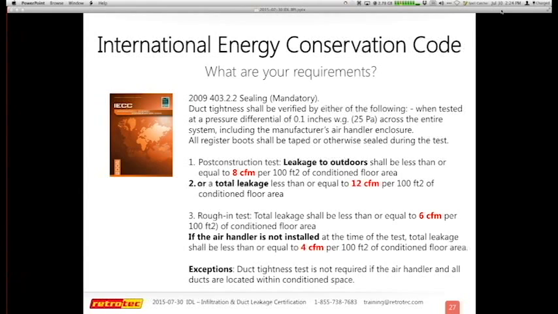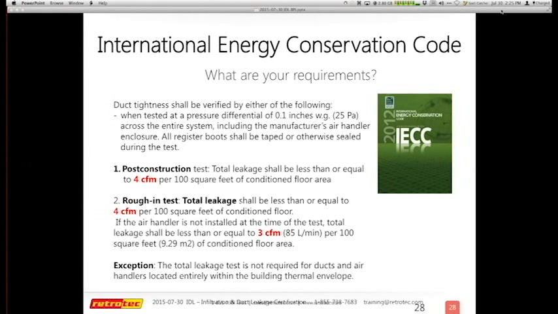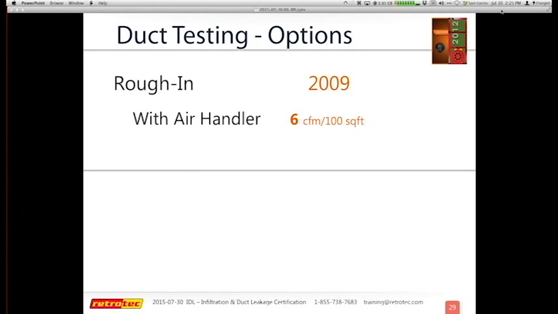These are the details. I do have a summary slide. In general, for the 2009, you have leakage outdoors. You have whether the air handler is installed. There's a variety of options, and they all have the exception that you don't have to test if the ducts are located in conditioned space or in the thermal envelope, depending on how your code reads. With 2012, things got a lot tighter. We went from allowing 12 CFM to 4, and that is a major jump for a lot of people that were kind of ignoring the code, or some people went straight to 12 and realized that you've got to be on your game to get to that part.